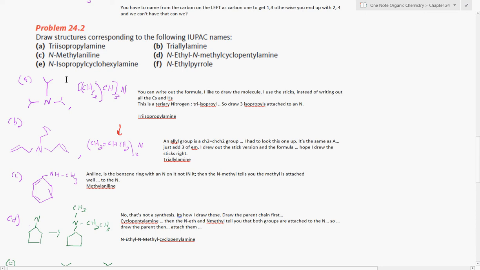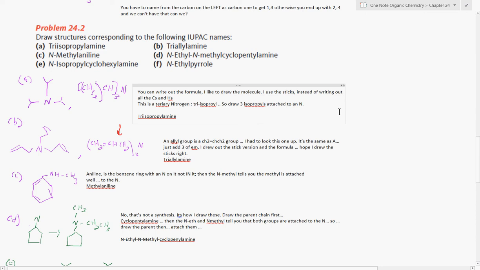Triisopropylamine for A, and you can write out the formula. I like to draw the molecule. I use the sticks instead of writing out C's and H's if it's bigger ones like this. And this is a tertiary nitrogen. So triisopropyl, you draw 3 isopropyls attached to a nitrogen.